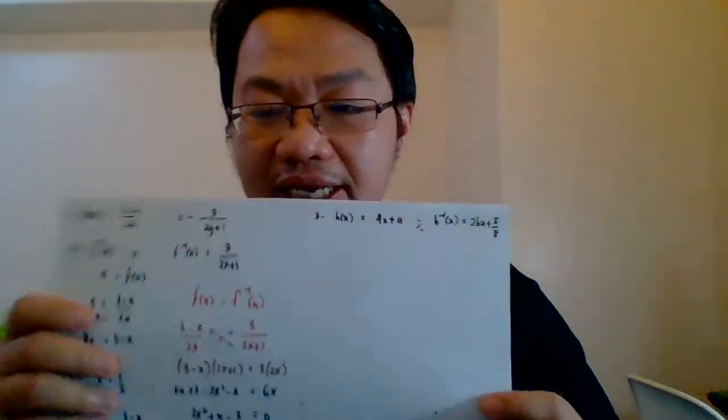Settled. Now look at number 3. We still have time. For number 3, we have hx equals 4x plus a, and h inverse x equals 2bx plus 5/8. Find a and b. Number 3 is also very straightforward.